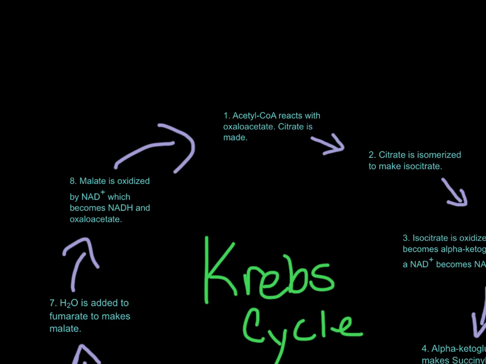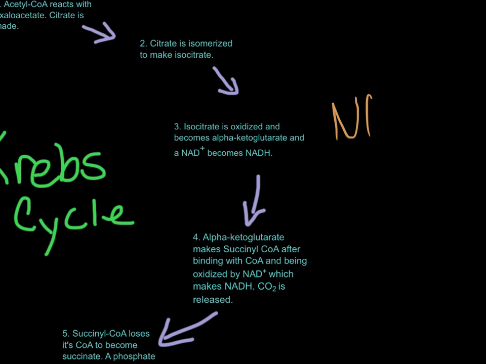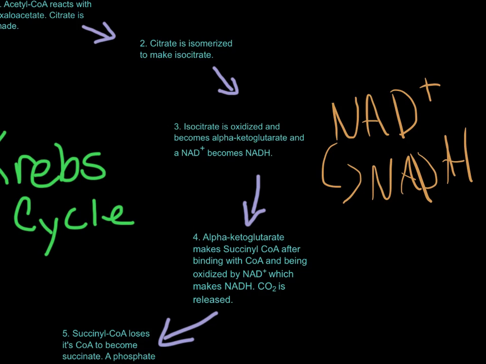This forms citrate. Next, citrate undergoes an isomerization to form isocitrate. Isocitrate is oxidized and becomes alpha-ketoglutarate. A NAD becomes NADH at this point as well.